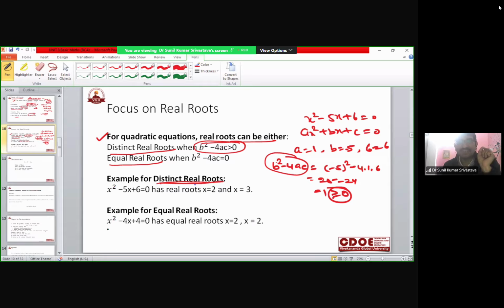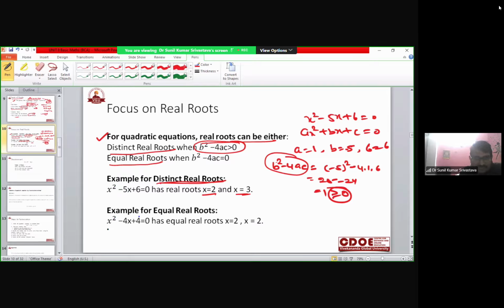The distinct real roots are calculated by that method. We can calculate these roots, so we find x is equal to 2 and x is equal to 3. Because for x is equal to 2, the value of the polynomial expression is 0, and for x is equal to 3, the value of the expression is also equal to 0. So x is equal to 2 and x is equal to 3. The roots of this expression are real and distinct.